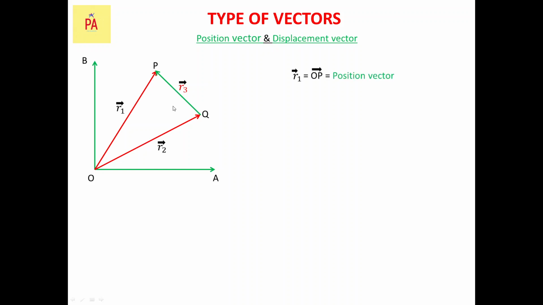So I have written the same way R1, which represents your OP, that's your position vector. R2 is also another position vector, that is OQ. R3, that is QP. If you see here, R3 is your QP. So that is QP, that is called the displacement vector, and that's the difference, that is R2 minus R1.